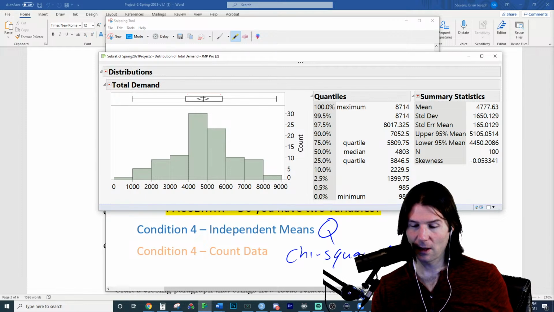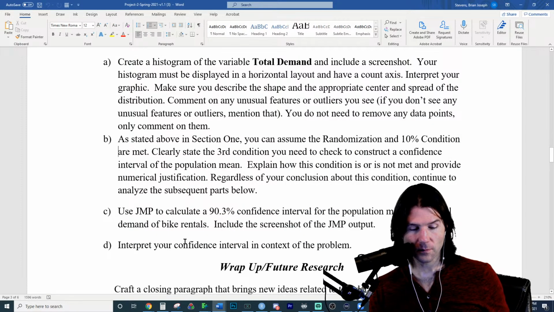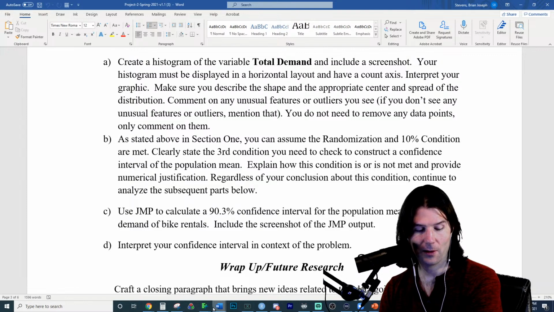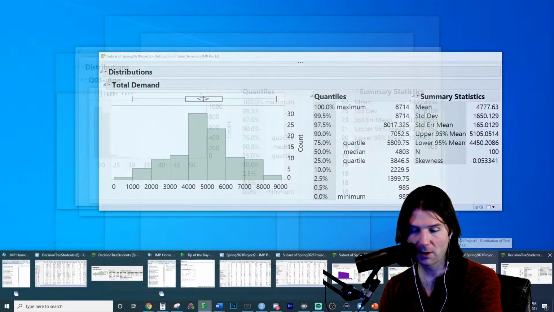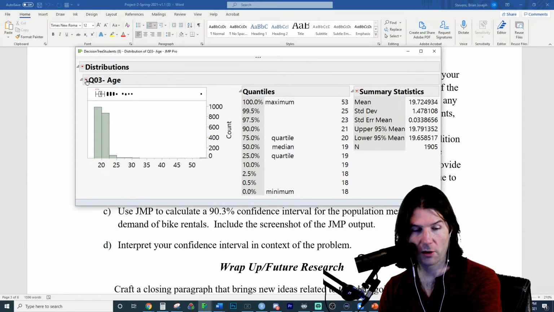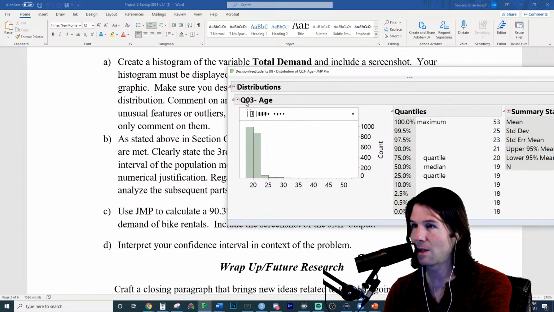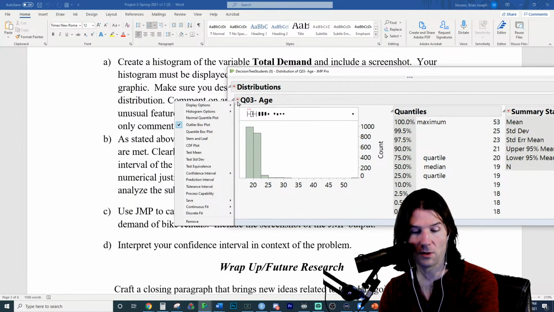So with this, let's see right here. Use JMP to create an interval, interpret your confidence interval. So let's go ahead and create an interval for this. To create an interval, we just go here to, let's put it in the center of the screen. Then let's talk executive summary next, because I do want to address that.